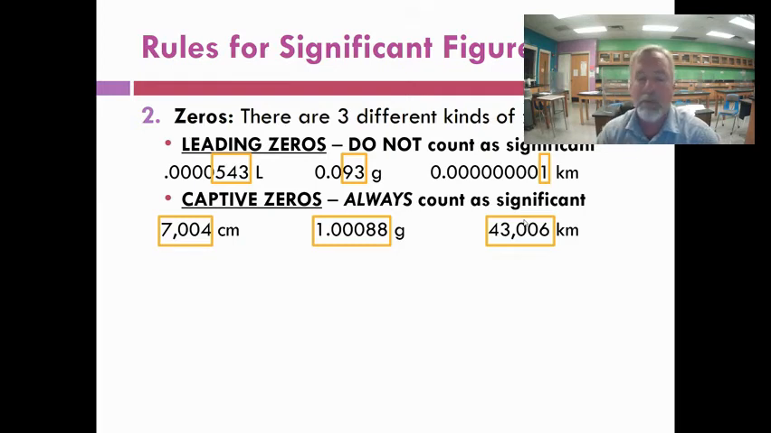Again, think of your measurement. If we're able to measure this down to 6 kilometers, down to the individual kilometer, that means all these other numbers above it are going to be significant. Think about the measurement.